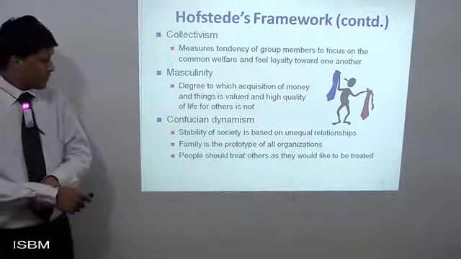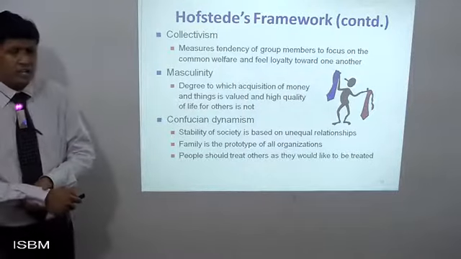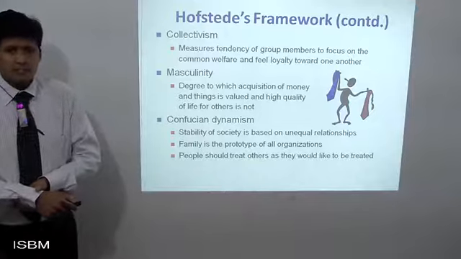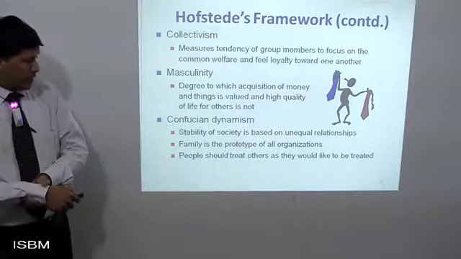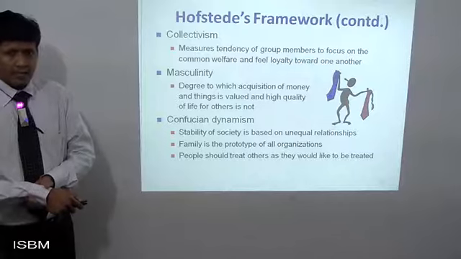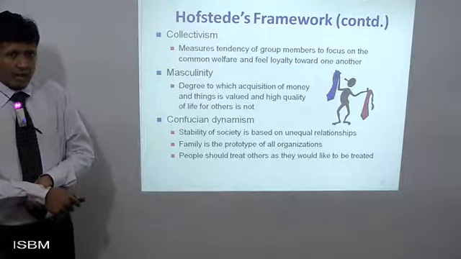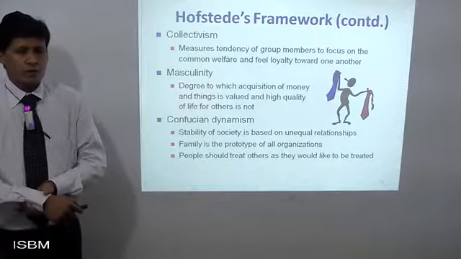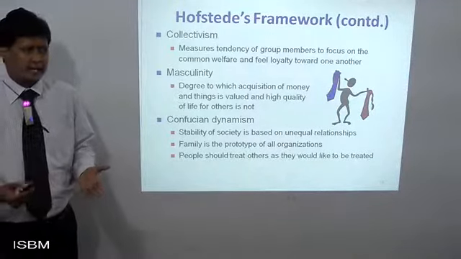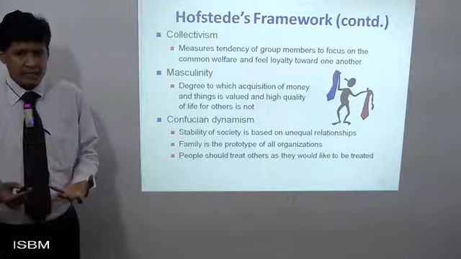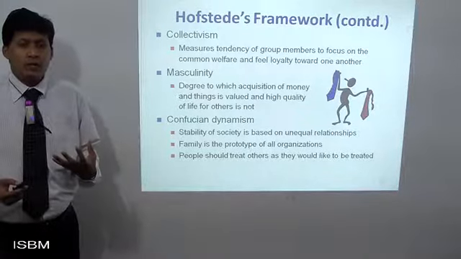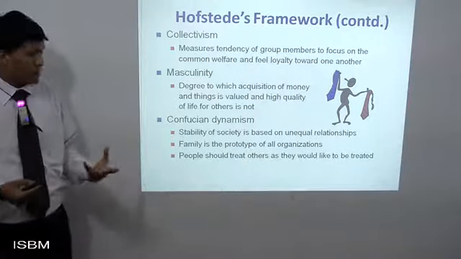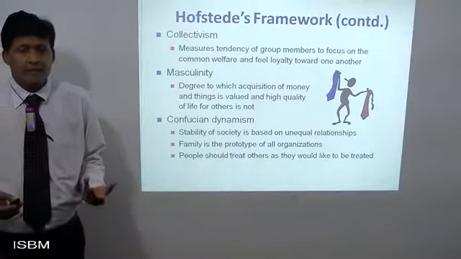Now what is this Confucian dynamism? It says the stability of a society is based on unequal relationships. The family is the prototype of all organizations, and people should treat others as they should be treated. So Confucian society looks into three aspects. One, the stability. The family is to be looked at as the smallest unit of the organization, and people should be treated with fairness.